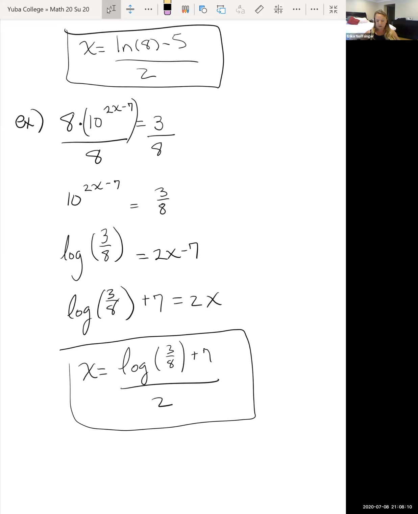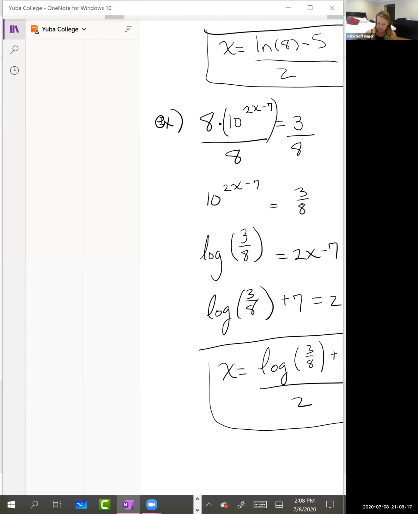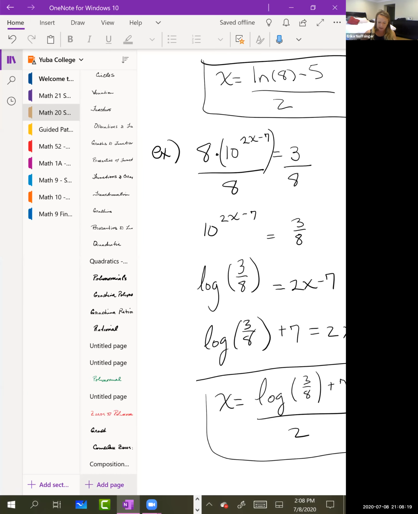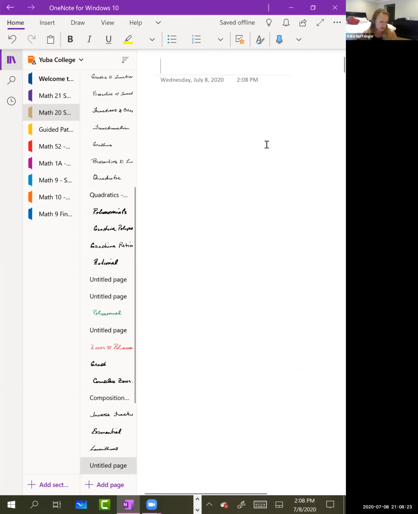Okay, so we're going to get some more practice on solving these log equations or exponential equations in the rest of the sections. So let's move on. That was 6.4. 6.5 is continuing with logs, but giving you properties of logs. So properties of logs.